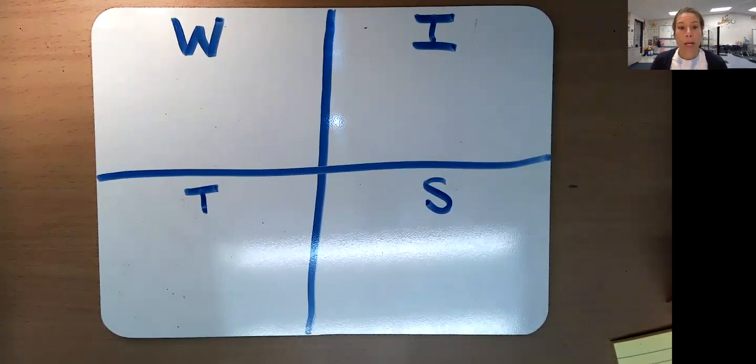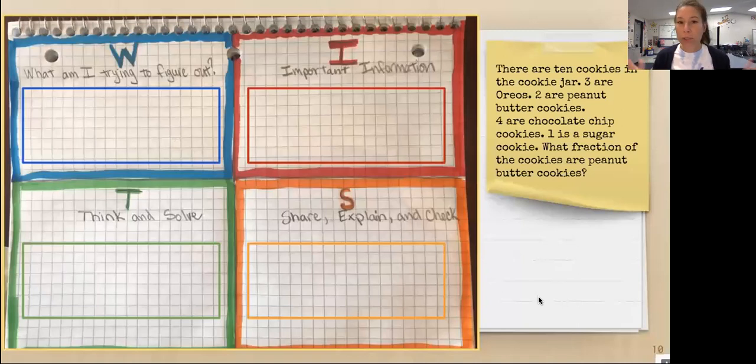Okay, so we are going to now use the strategy to solve the cookie problem. Let's go to our slide here and read the problem. As problem solvers, the first thing we want to do is read the problem and figure out what's going on. What's the scenario here? There are 10 cookies in the cookie jar. 3 are Oreos, yay. 2 are peanut butter cookies. 4 are chocolate chip cookies. 1 is a sugar cookie. What fraction of the cookies are peanut butter?